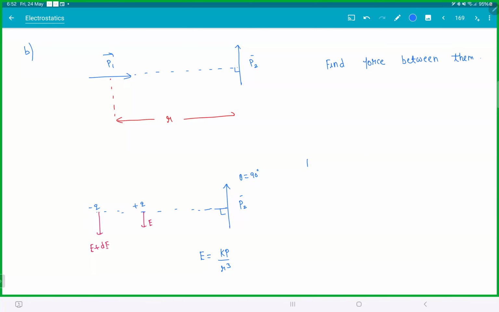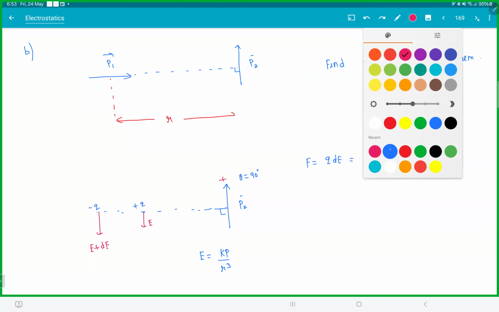So if you do that, the same thing you'll get: F is equal to Q into dE. The field acts in the opposite direction for plus and minus charges. See, this is plus, it will push this way. This is minus, it will attract this way. So the field is down only, opposite to P bar. So on the minus charge the force will be opposite.